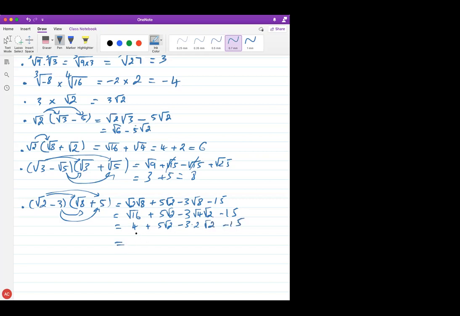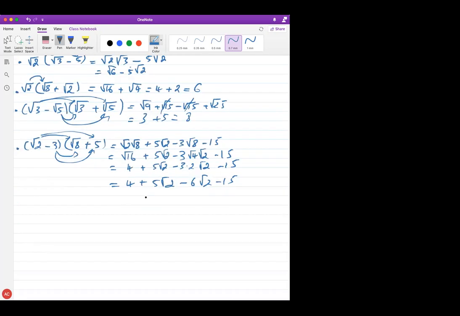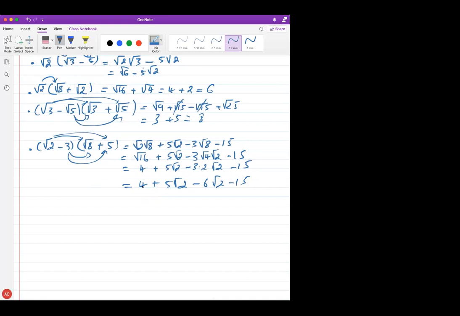Continue simplifying, so it's basically 4 plus 5 radical 2 minus these two numbers. So 3 times radical 2 times radical 2, which is radical 4, which is 2. That's 6 radical 2, minus 15. Now we can combine like terms.